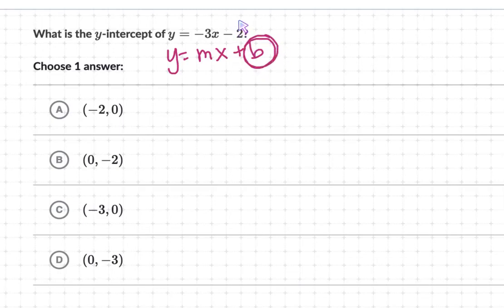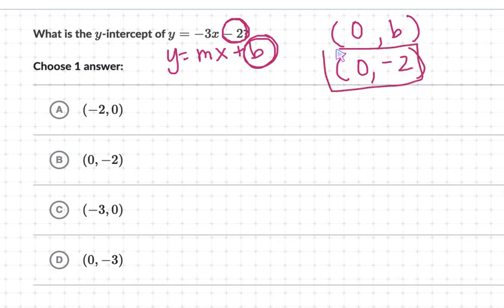So all you need to do is find the b value in your equation, as long as it's written in y equals mx plus b form. This b value is -2. Be careful, it's not a +2. It's a -2 because we're subtracting 2. And if you remember, our y-intercept is always written as 0 and then the b. So this answer is 0, -2. That's your y-intercept, 0, -2.